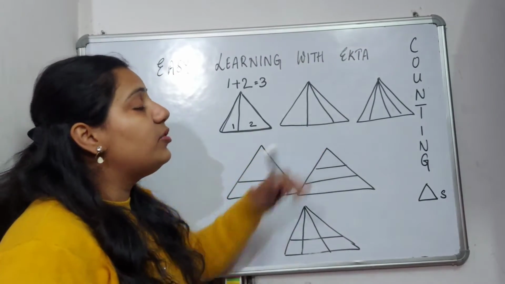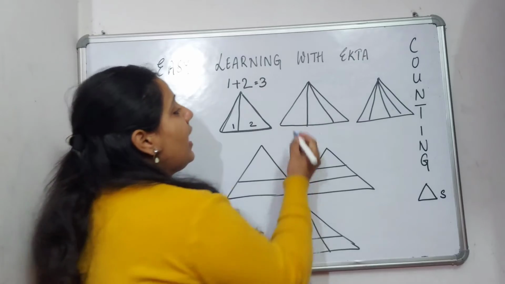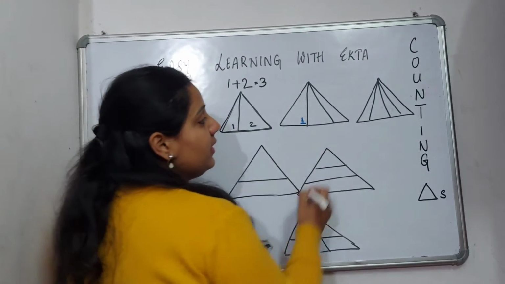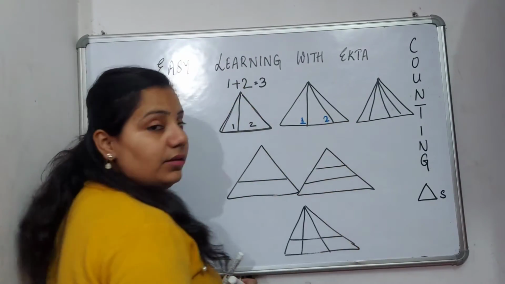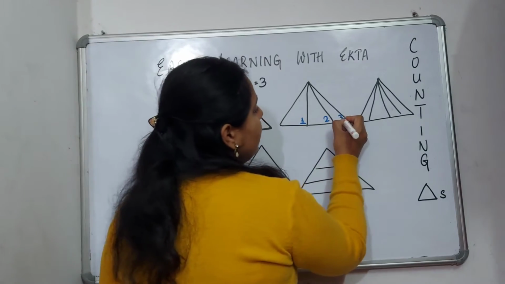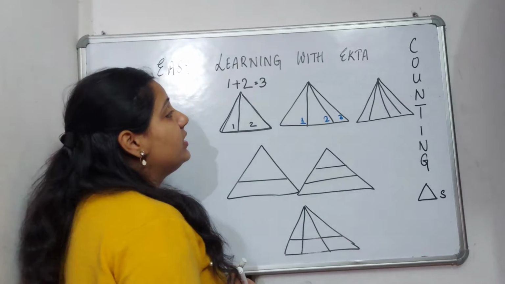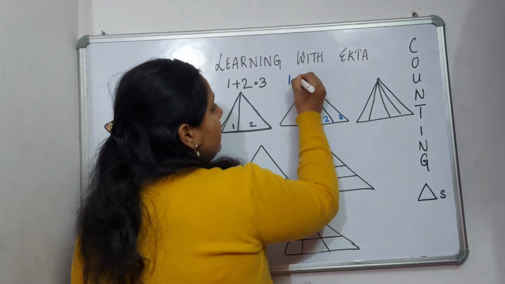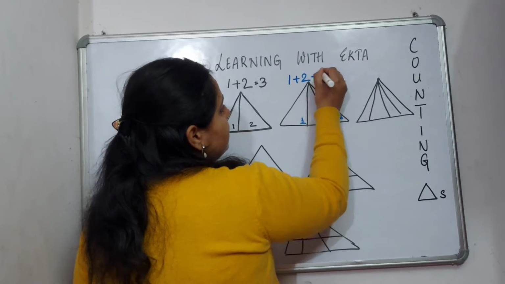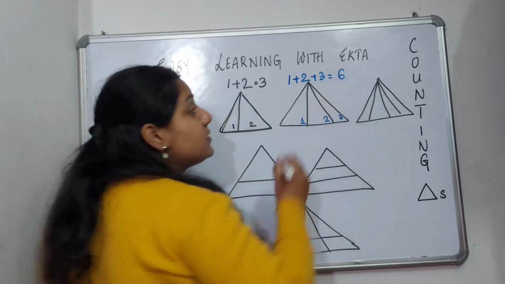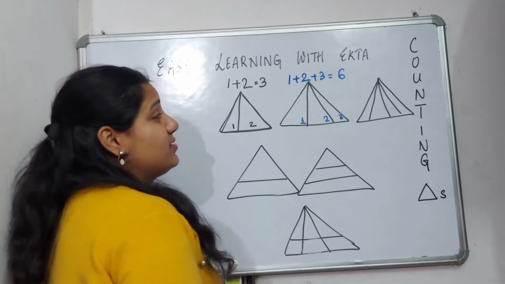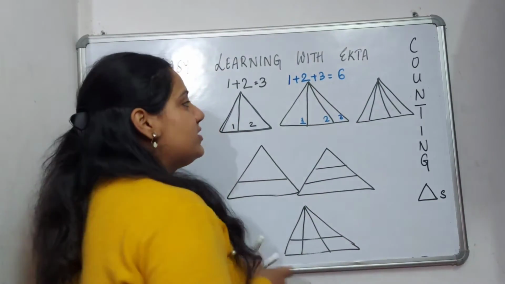So if I talk about triangle number 2, I'll write 1 over here, 2 over here, and 3 over here. If I have to count how many triangles are given in this figure, it will be 1 plus 2 plus 3. So it will be 6. Now if you ask how, let's check.